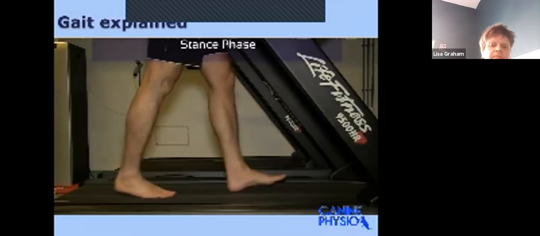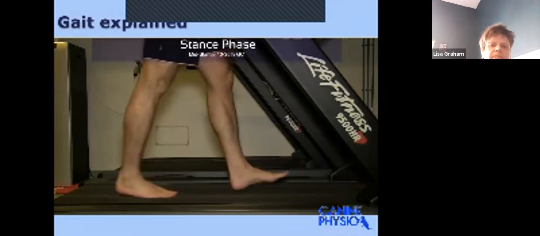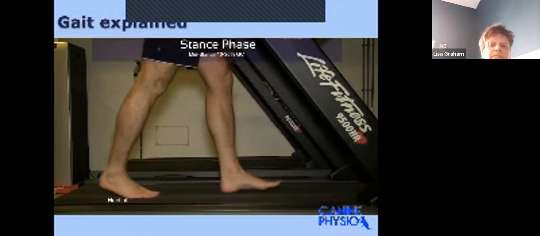After load response, up until the point of heel off, we are in so-called mid stance. So far we have reached 30% of a full gait cycle. The heel of the right foot starts to lift while the contralateral leg has initial contact with the ground. This period is called terminal stance. We have reached 50% of the gait cycle and we are almost through stance phase.